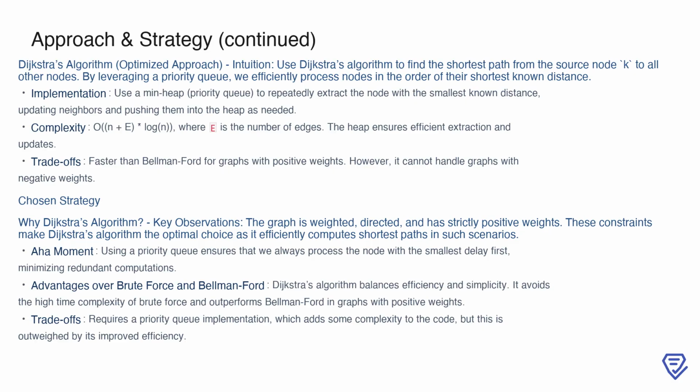The priority queue plays a crucial role here, as it allows for efficient extraction and updates. For this problem specifically, the graph's characteristics (weighted, directed, and strictly positive weights) make Dijkstra's algorithm the ideal choice. Its balance of efficiency and simplicity, combined with its ability to minimize redundant computations, provides a clear advantage over brute force and Bellman-Ford. While implementing a priority queue adds some complexity, the performance benefits far outweigh this trade-off.